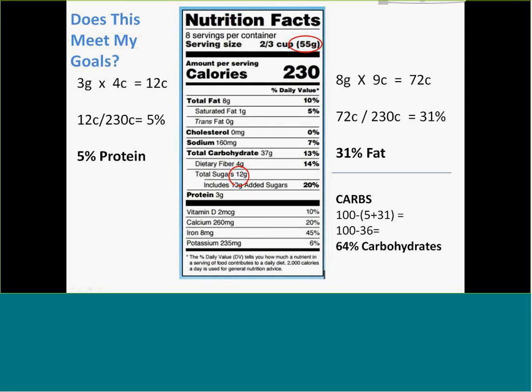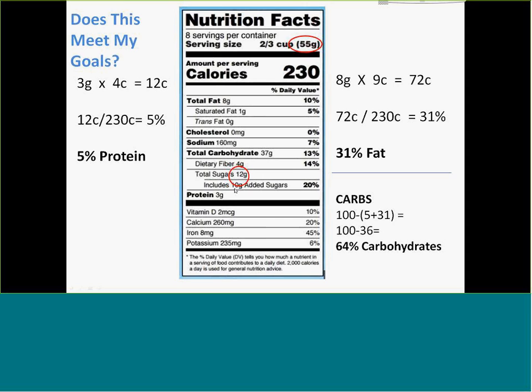Now look at sugars. Remember, one of my goals is to stay low on sugars. Less than 10% of your calories should be coming from sugar. That's me saying it. Talk to your nutritionist. They may tell you something different. But that's what I'm using. I want the calories I receive every day, 10% or less, to come from sugar.